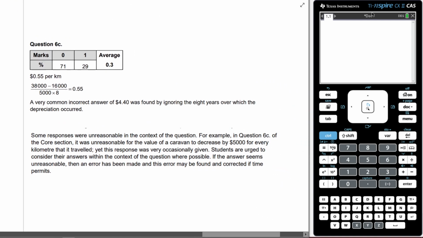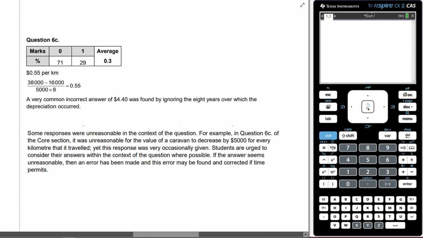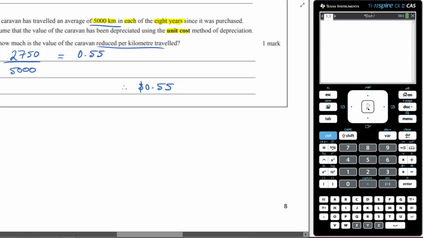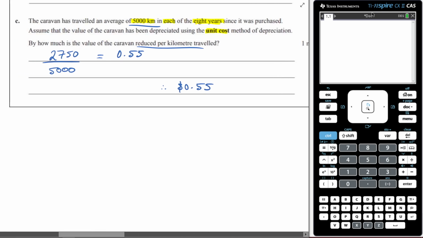All right, they did go about it a bit differently. Let's see what they did, and then we can talk about it. 29% of people got that right, which again is not great. The answer was 0.55 per kilometer. Again, as long as you're at 0.55, you should be good for the mark. They've subtracted that, so they've done it a little bit differently. They have not done it per year again. They've done it in total. Okay, which is fine. So what they did is this.